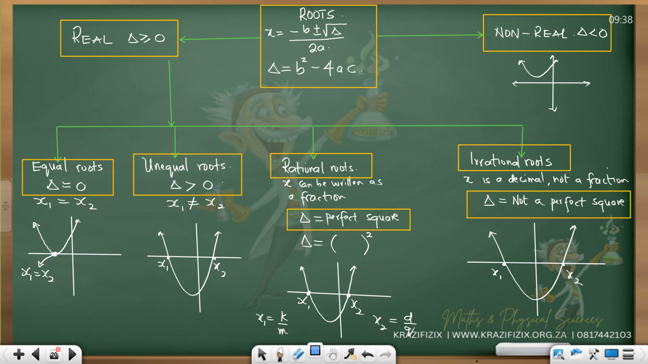I want us to quickly predict. I'm going to write just a few equations on the board. I want us to predict, will it be real, non-real, then go into questions. Will it be real, non-real, rational, or irrational, and then we check. Can we write it as fractions? Can we not write it as fractions? And then we will check together what the answers will be.